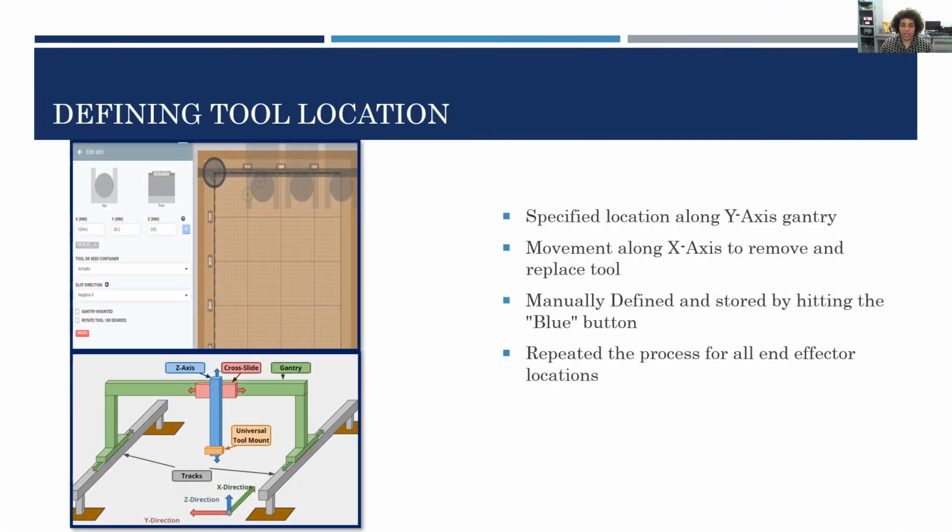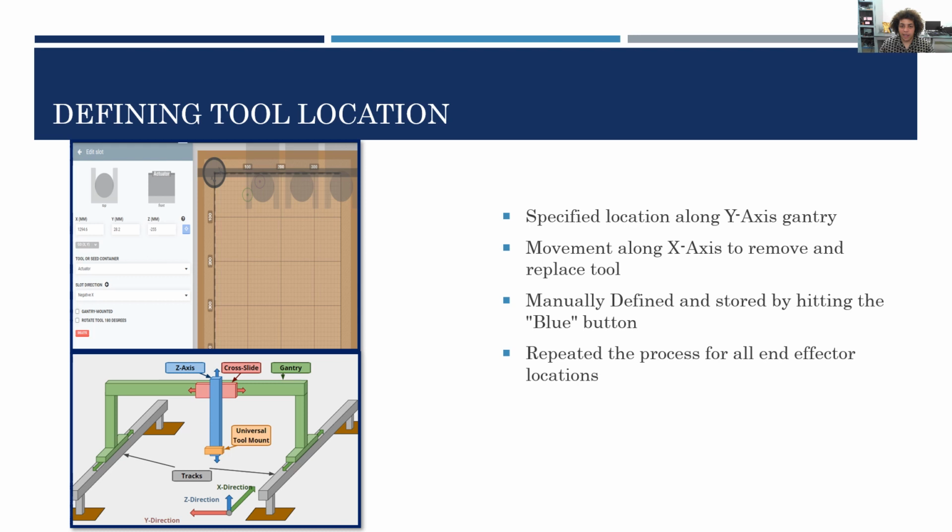After the seed locations were defined, the tools that would be utilized needed a place along the y-axis gantry in the tooling bay. These locations were determined by attaching the tool to the gantry and manually moving the FarmBot over the tool. When the UTM was able to pick up the tools with the magnets inside the UTM, the location would be saved by hitting the blue button in the tooling module.